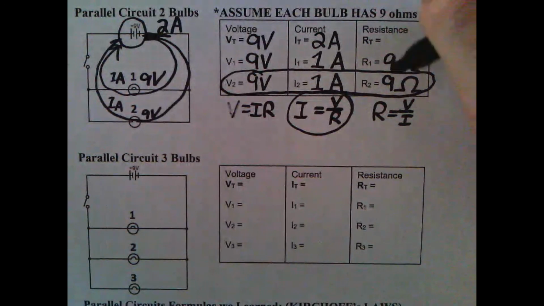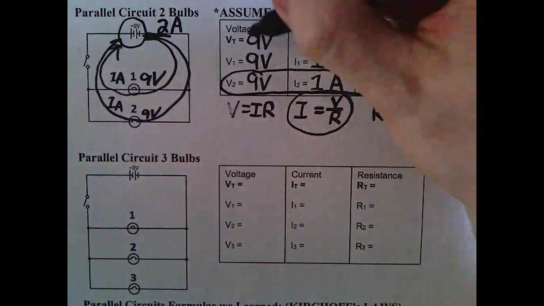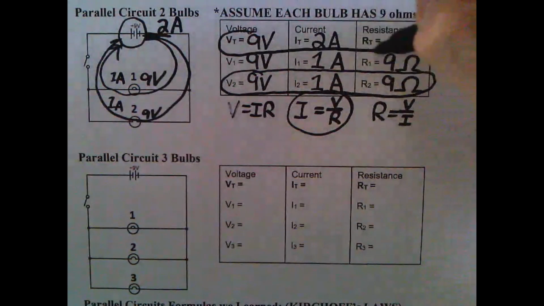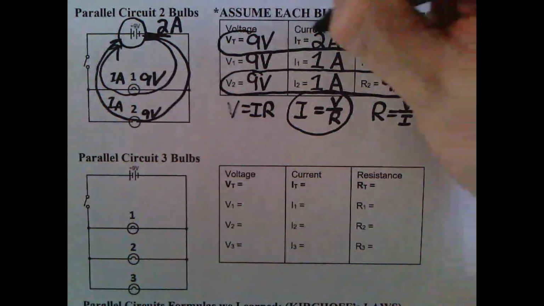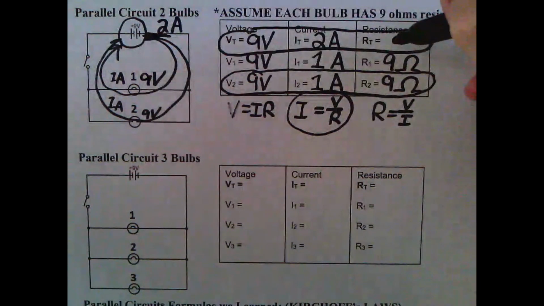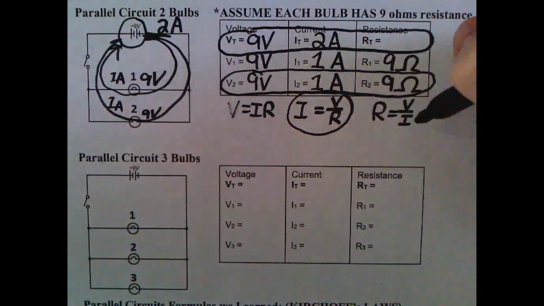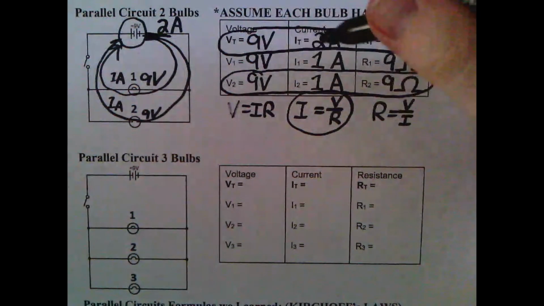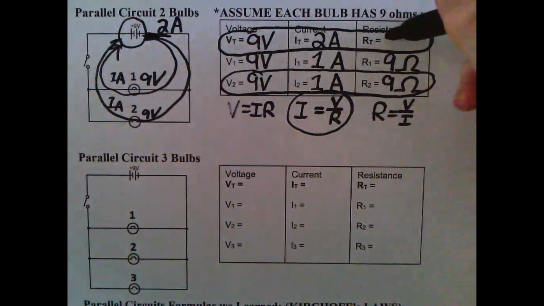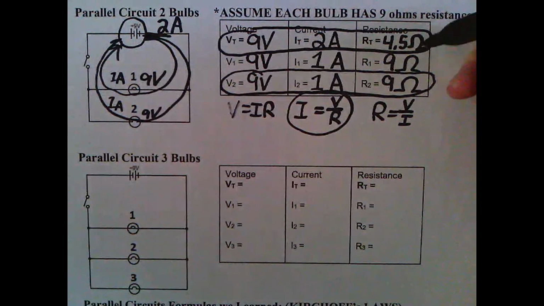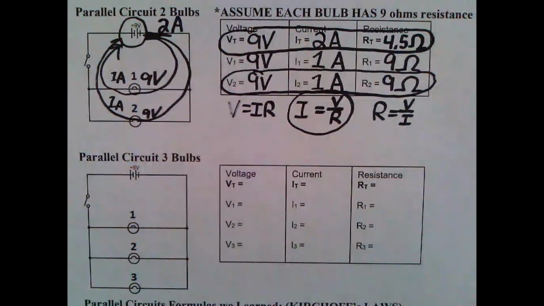Because this is kind of weird. This is new. So if the voltage is 9 and the current is 2, and I want to know this last missing piece, I can say voltage divided by current. So 9 divided by 2 equals 4.5. I know it's a lot right now, but once we review the whole thing and take a look at some examples, it'll make more sense.